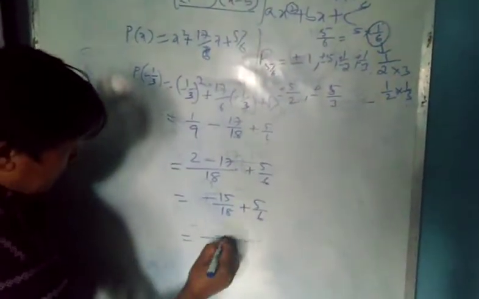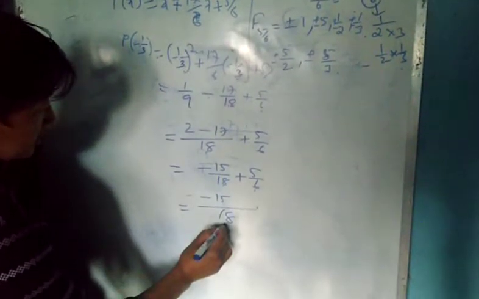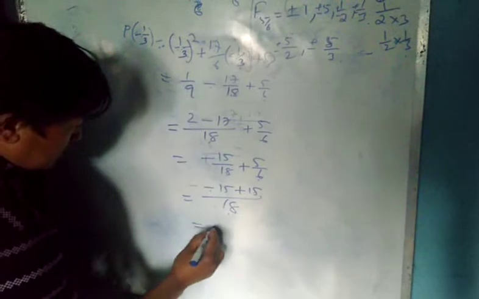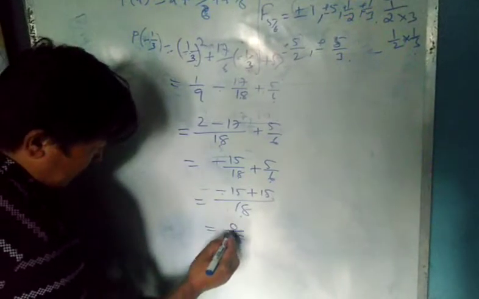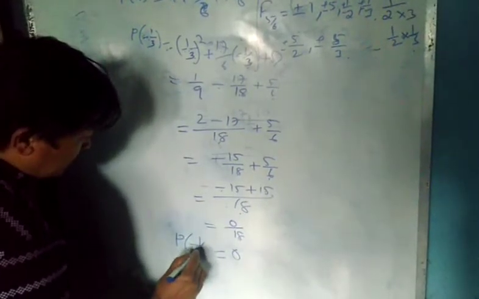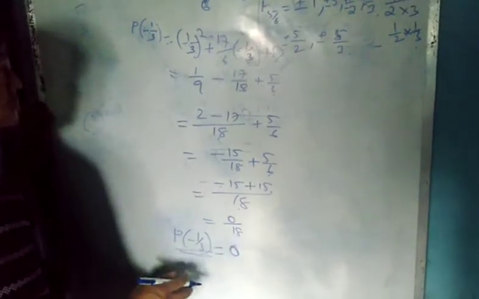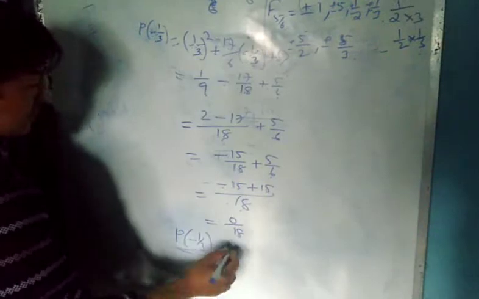So the LCM will be again 18. 18 one time, minus 15. 6 threes are 18, 3 fives are 15. So minus plus 0 upon 18. 0 upon 18 is 0, since 0 divided by anything is 0. So finally we got our intention of getting the remainder as 0. That means p of minus 1 by 3 is 0.